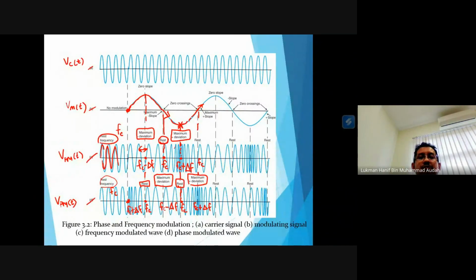So as a conclusion, we can say that for frequency modulation, the critical change happens during the peak amplitude of the input signal. However, for phase modulation, the critical change happens during the zero crossing of the input signal. So this is about the difference between FM and PM.